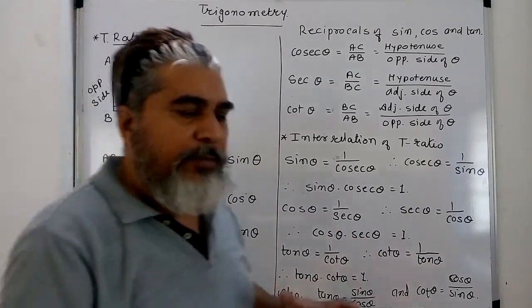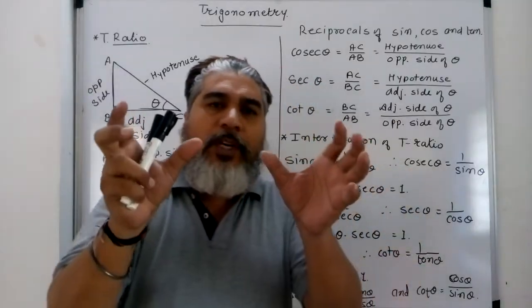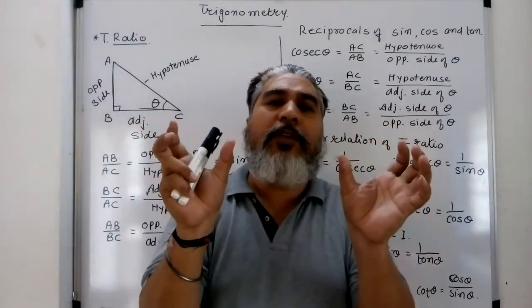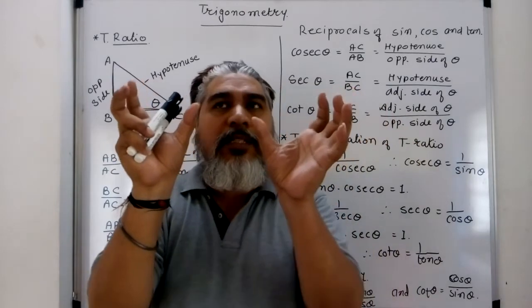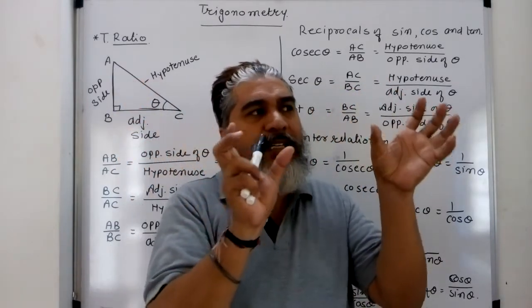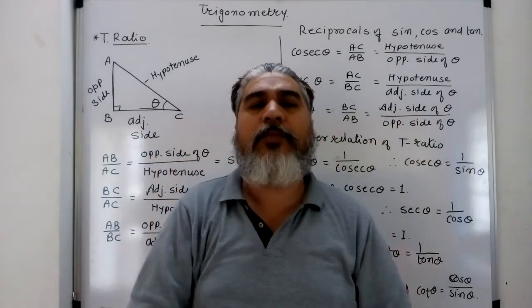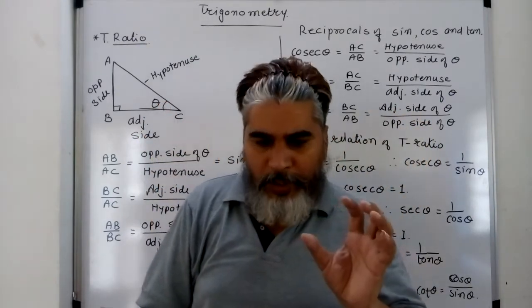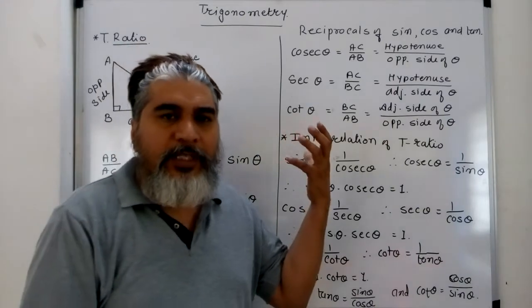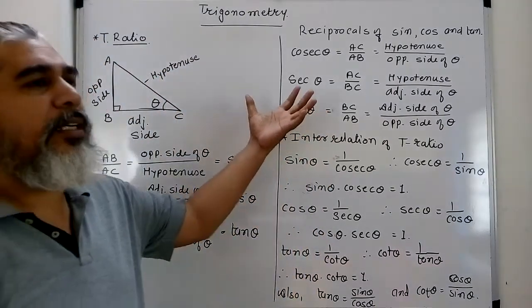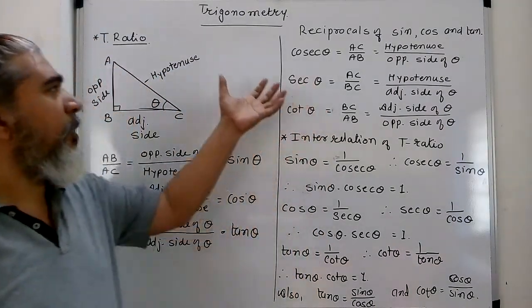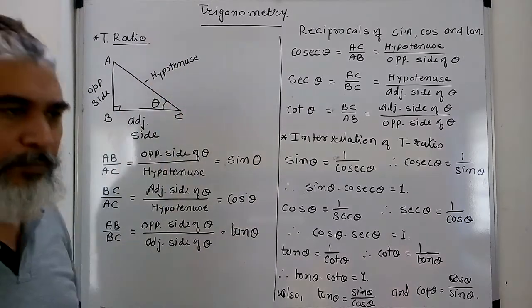Trigonometry is actually a word derived from two different words. One is triangle and the other one is measurement. So this is actually the measurement of the triangle. Let us now introduce trigonometry. In trigonometry, the discussion takes place with the right triangle.